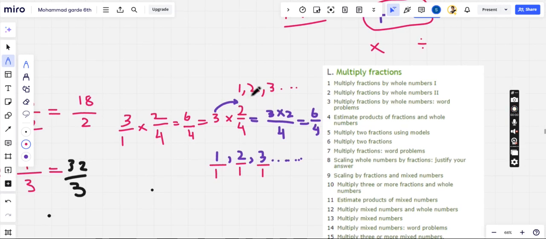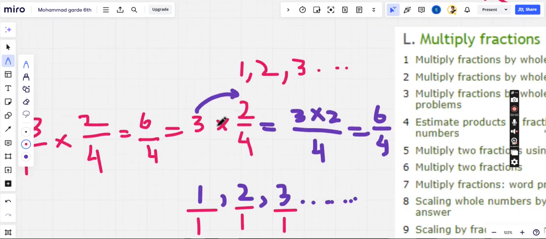Here you check that whole numbers are just like 1, 2, 3 and so on. Now, in this case, we take one fraction, which is 3 times 2 over 4. So here you check that we multiply 3 with the numerator, which is 2. So 3 times 2 divided by 4, the denominator remains the same. 3 times 2 we get 6 over 4.